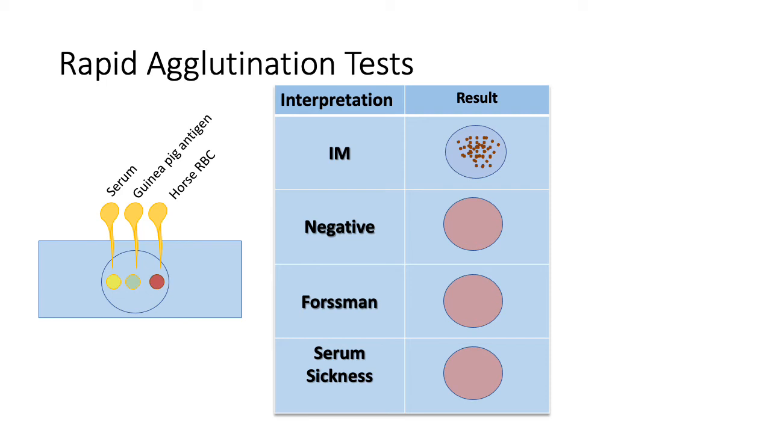For the rapid agglutination tests, a drop of patient serum is treated with the prepared guinea pig kidney antigen on one side of the test card. Both are mixed together to allow for absorption of any non-Forssman antibodies. Next, horse erythrocytes are added, which are more sensitive than sheep RBCs. The test card is mixed well and then gently rocked and observed for agglutination.